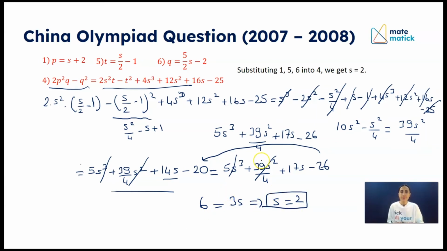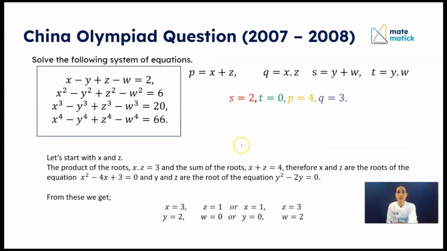Now we know that s is equal to 2. It is very easy to find the values of p, t, and q, right? We are just going to put s = 2 in their places. So if s is equal to 2, which means p is equal to 4, t is equal to 2 over 2, it is 1, 1 minus 1 is 0, and q is equal to 5 minus 2, which is equal to 3. Now, I know that s is equal to 2, t is equal to 0, p is equal to 4, q is equal to 3. Now, let's go back to the beginning.